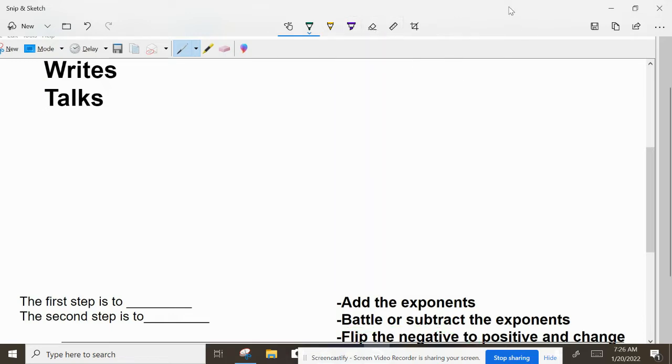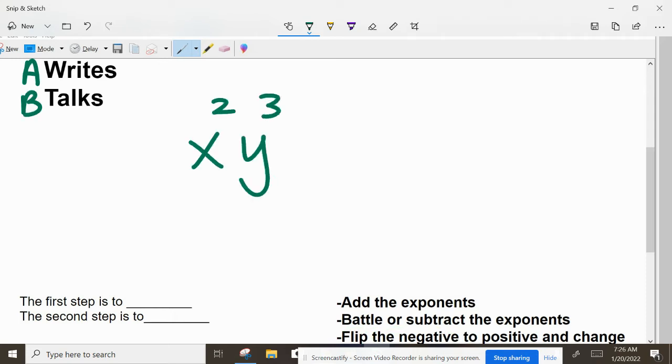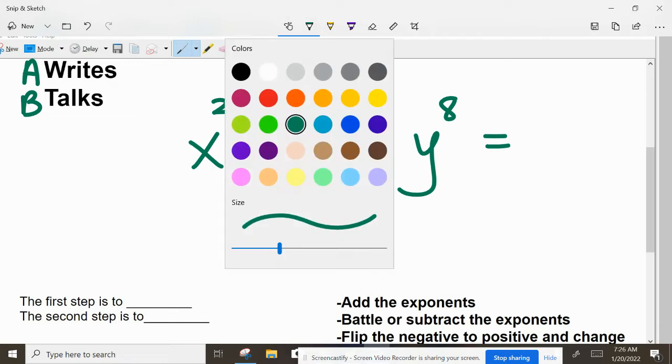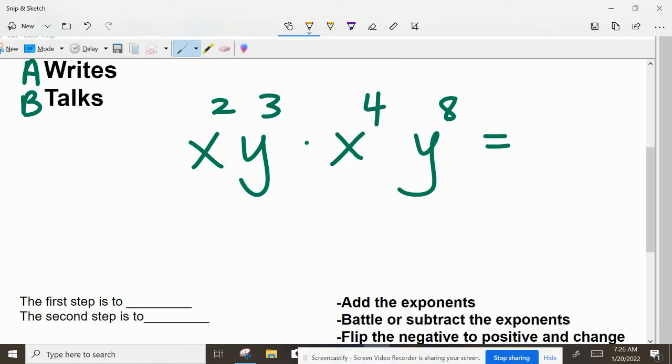Now, what about something that looks like this? All right, who is writing? All right, now it's going to be A and then B. What if I said x squared y to the third times x to the fourth y to the eighth? Looks different, but they're all being multiplied. Even though I know I put a dot here, imagine there's no dots. If they're next to each other, they don't have to have dots. They're still all being multiplied. So don't let that mess with you. But then, now let's go ahead and attack this. You can only add, so the first step is to add the exponents, right?